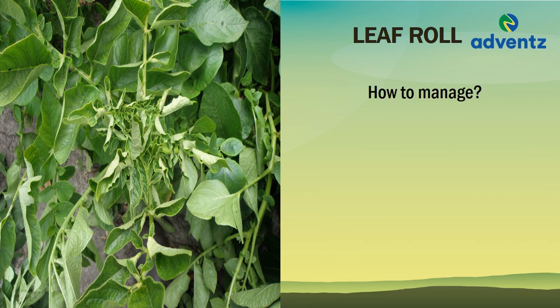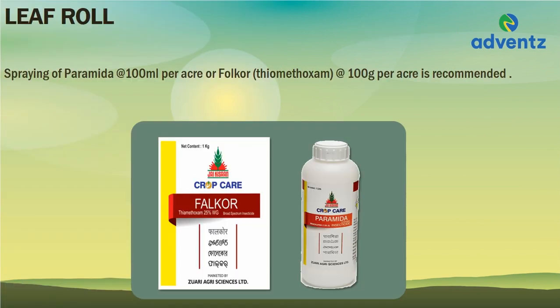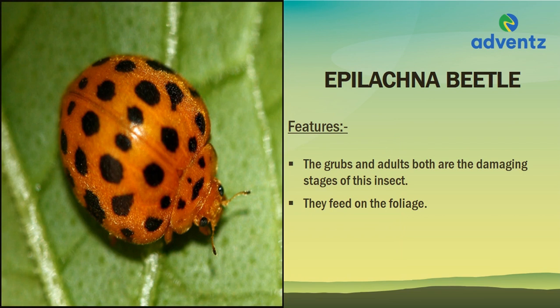How do we manage leaf roll disease? We should spray the crop with paramida at the rate of 100 milliliter per acre or Folcor at the rate of 100 grams per acre to avoid the disease of leaf roll. Next, we study the pests which affect potato cultivation.